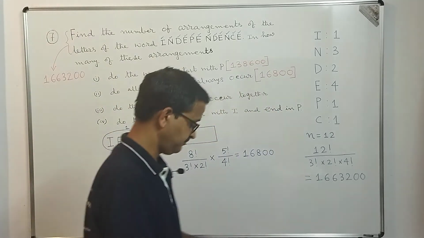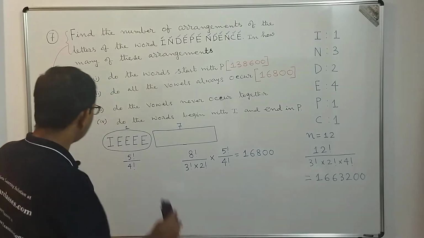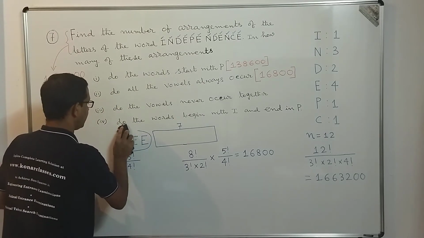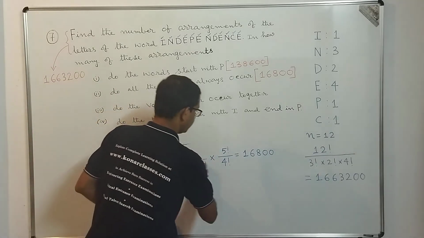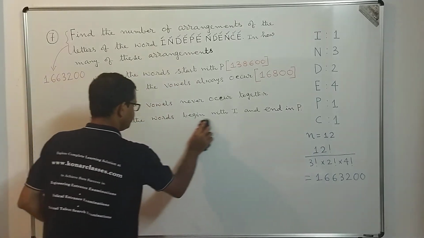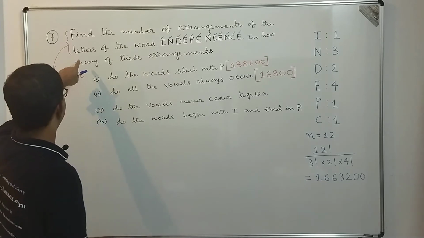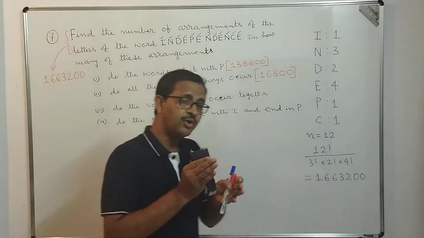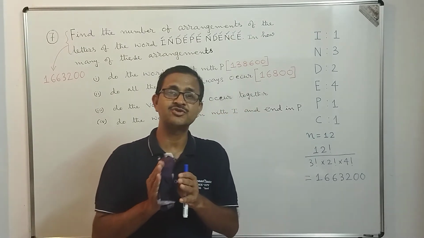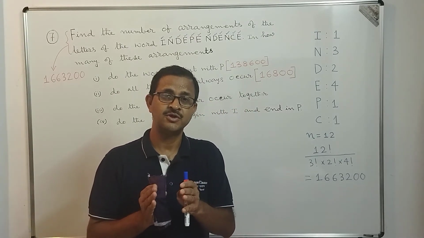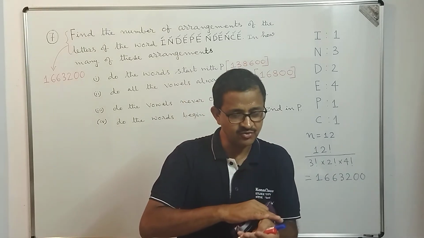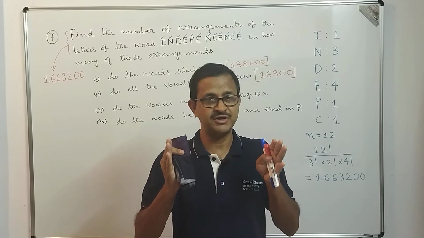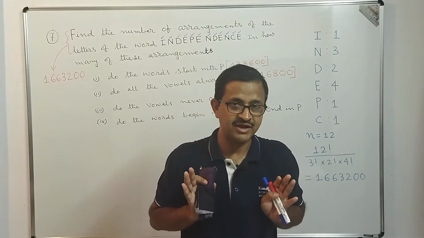Interesting part of the question. Now, how to find that the vowels never occur together? How can we address this question? We already know how many arrangements are possible from these 12 letters of the word INDEPENDENCE. Whether the vowels are together or not together doesn't matter. There are 12 letters, not all distinct. How many ways are the arrangements possible?